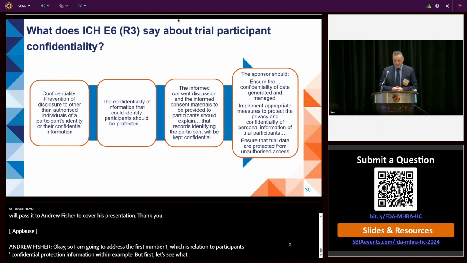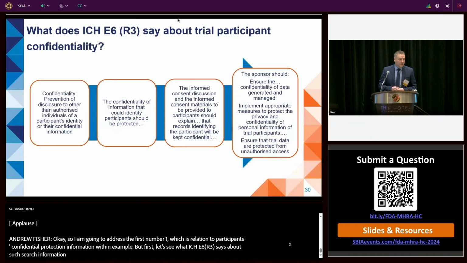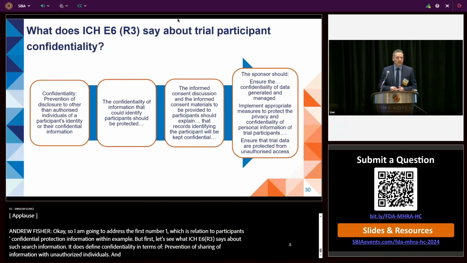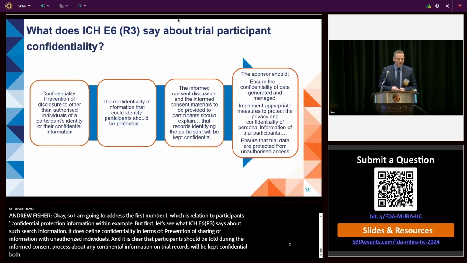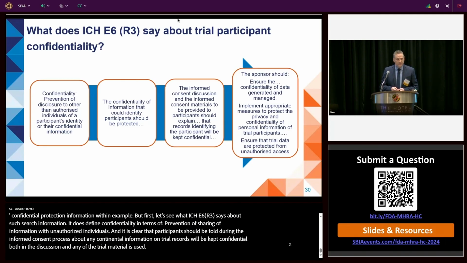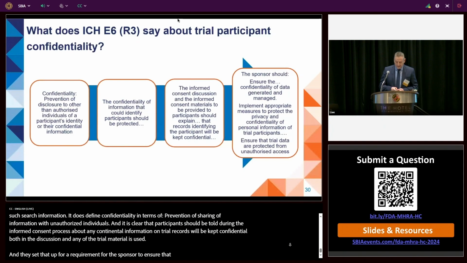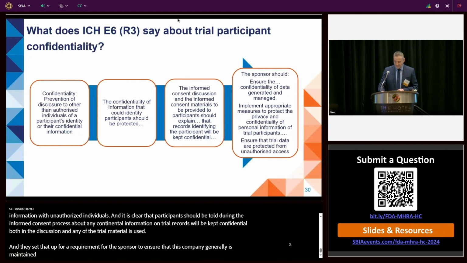It does define confidentiality in terms of prevention of sharing of information with unauthorized individuals, and it's clear that participants should be told during the informed consent process that any confidential information on trial records will be kept confidential, both in the discussion and in any of the trial materials used. It's therefore a requirement for the sponsor to ensure that this confidentiality is maintained and implement appropriate measures to protect this information from unauthorized access.